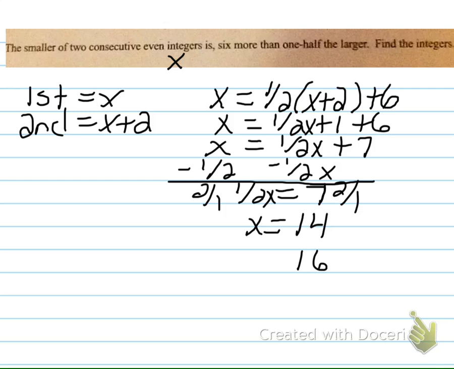And now I want to do a check to see whether or not it meets the conditions of these problems. So it says the smaller of the two consecutive even integers, so they're talking about 14, is 6 more than 1/2 the larger. Well, 1/2 our larger number, 16, would give us 8. And so 14 should be 6 more than 8. So if we went 8 plus 6, would we get 14? And the answer is yes, which means we know we have the correct answer on this one.